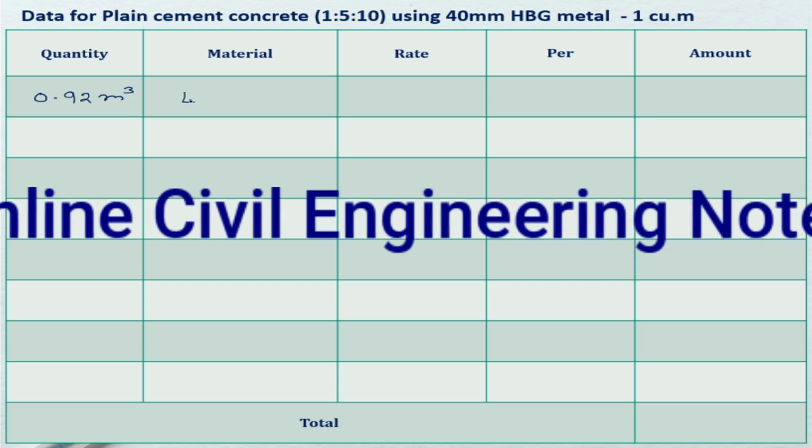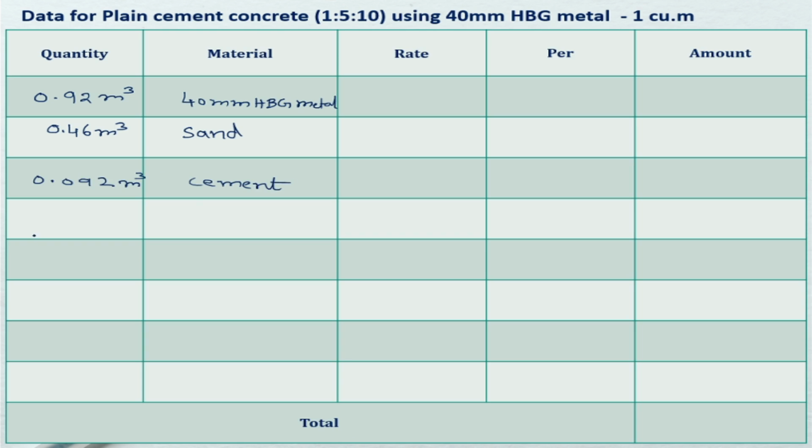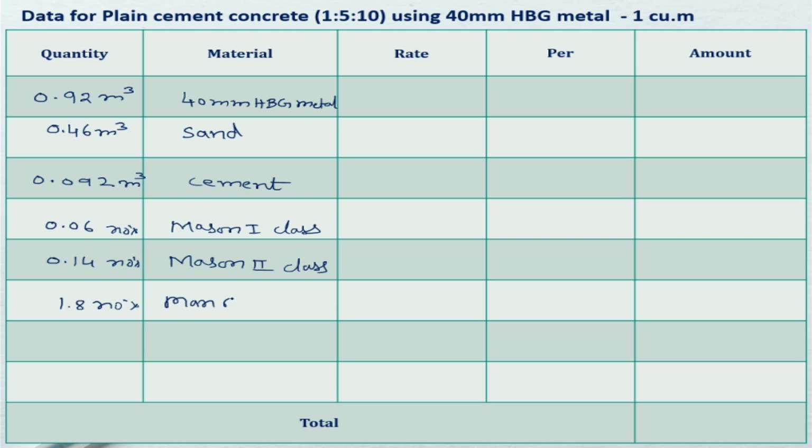0.92 cubic meter 40 mm HBG metal, 0.46 cubic meter sand, 0.092 cubic meter cement, 0.06 number mason first class, 0.14 number mason second class, 1.8 number man mazdoor, 1.4 number women mazdoor.